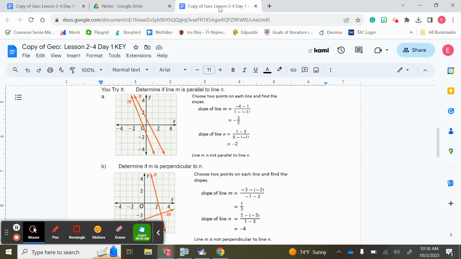So here's the answers to those slopes. All right, and seeing if they're parallel in this case, or the second one's perpendicular. In this case, these did not have the same slope, which is what you were trying to go for. So therefore, these are not parallel lines.